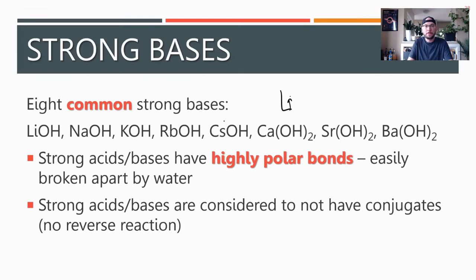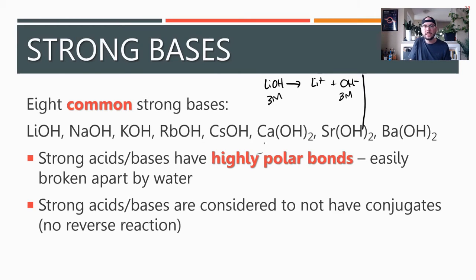The thing to note here is that these 3 elements, calcium, strontium, and barium hydroxide, when one of those breaks down, it actually produces 2 hydroxide ions. So let me give you an example. LiOH breaks down into Li plus and OH minus. We know this is a strong base, so the concentration of the base is equal to the concentration of the hydroxide ion. If this was 3 molar, this would be 3 molar as well.